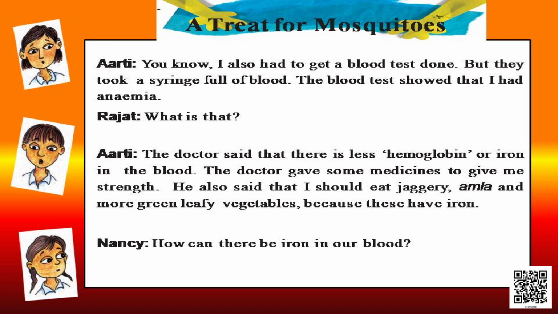Nancy asks, how can there be iron in our blood? This is a very important question. Students, we should know that our blood contains so many essential nutrients. Out of that, iron is also in our blood. It helps us to get strength and immunity to many other diseases. So, iron is also found in our blood.